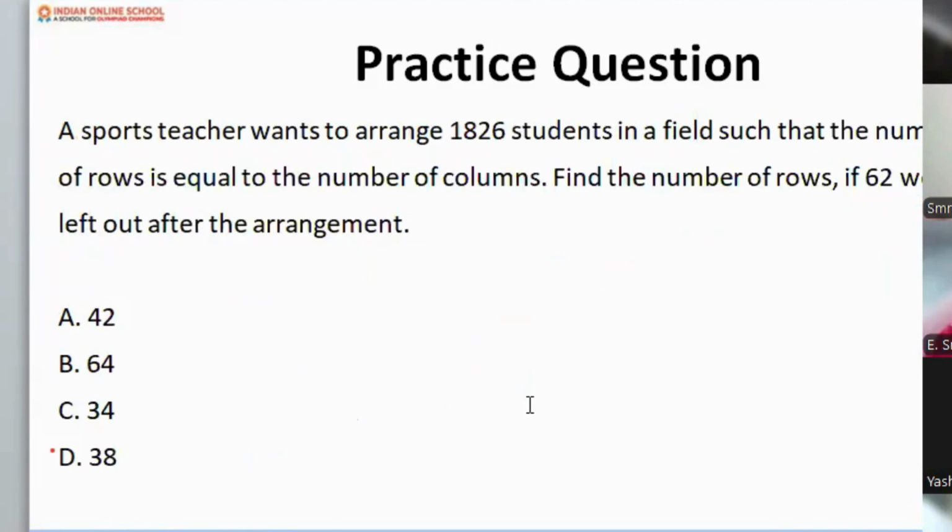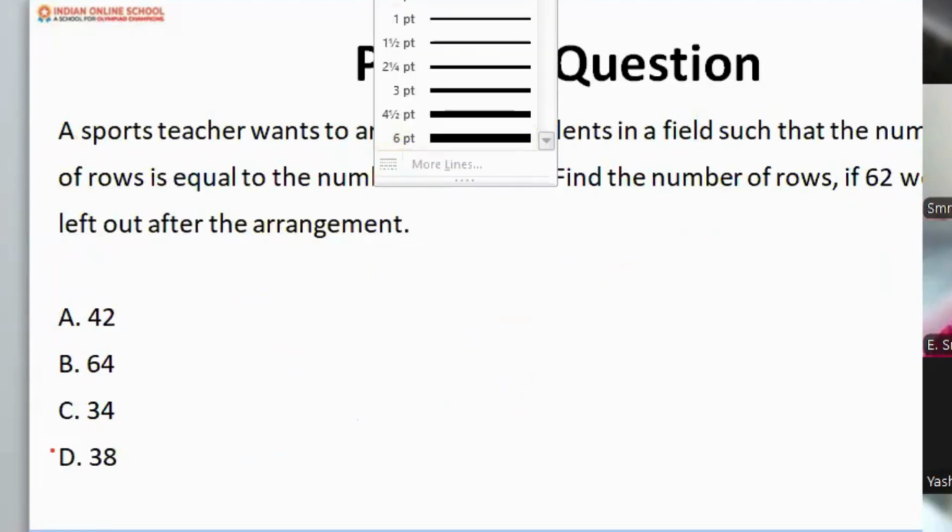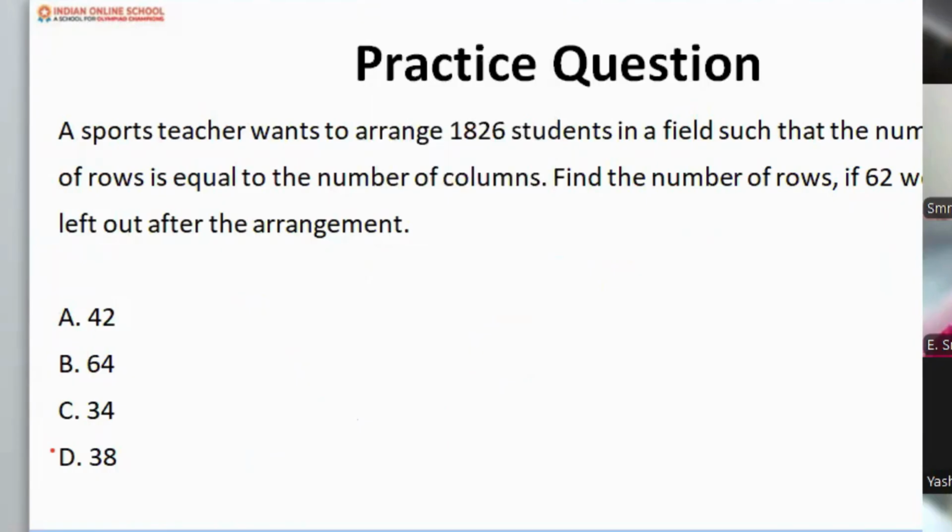Okay. Now the next question. A sports teacher wants to arrange 1,826 students in a field such that the number of rows equals the number of columns. How many rows are there? That needs to equal the number of columns. So find the number of rows if 62 were left out of the arrangement.